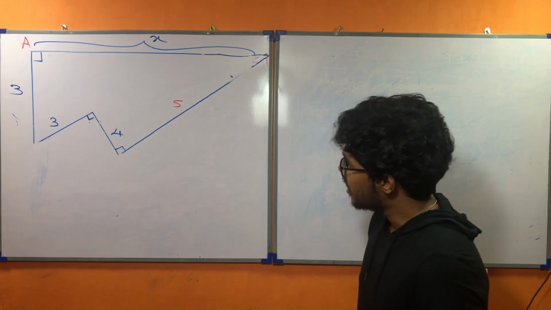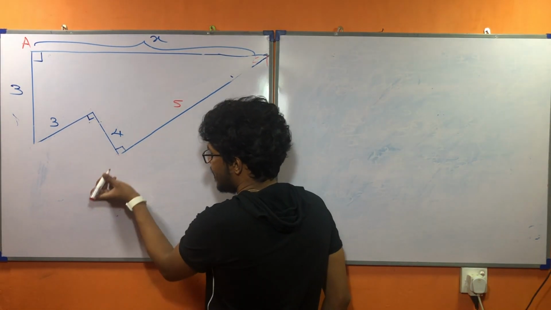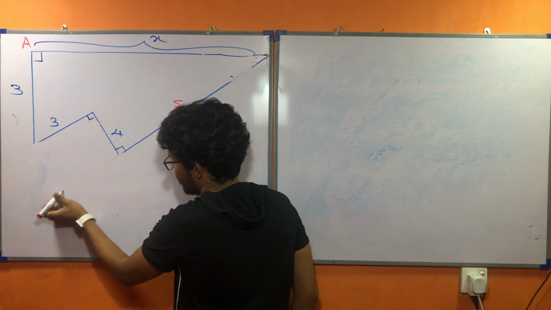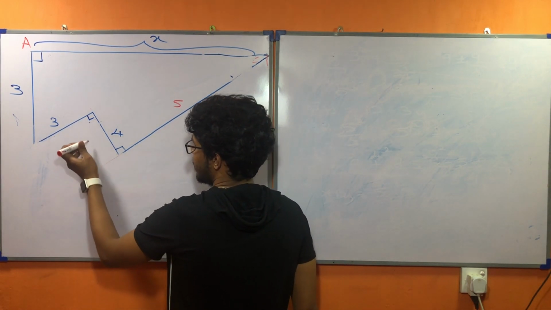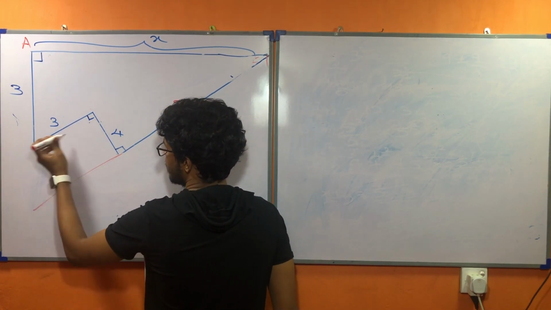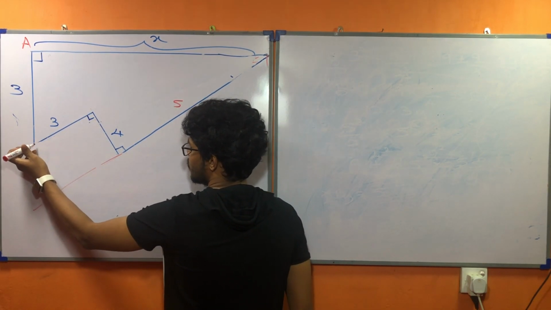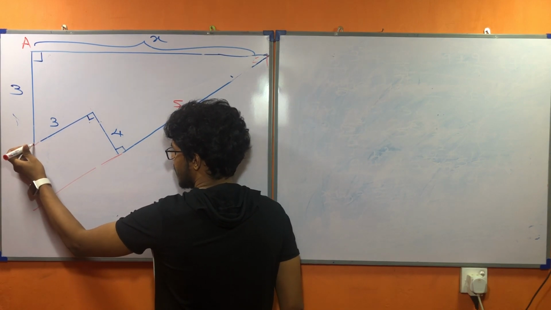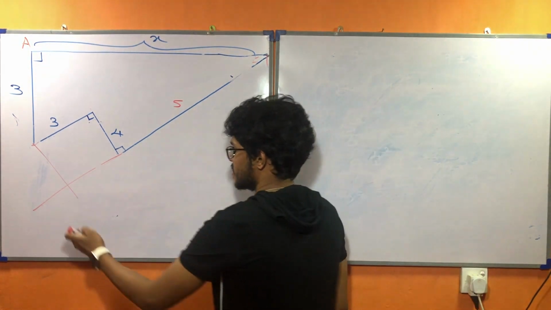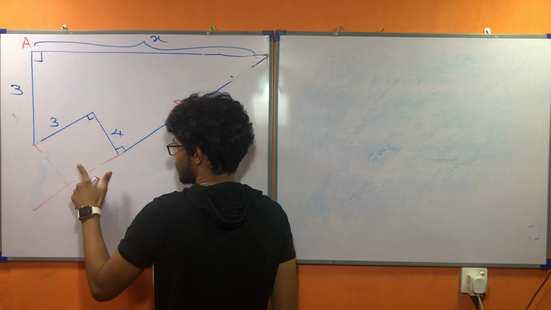Now let me extend this side, and when I extend, I will get something like this. And here I will draw a parallel line to this one. From here I will start and draw a parallel line to this side with length 4. So these are just constructions.